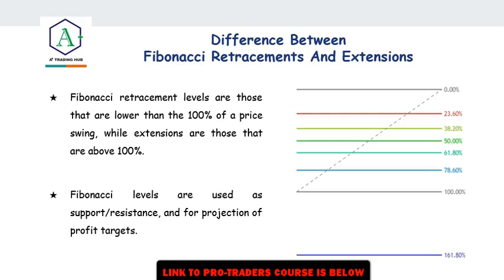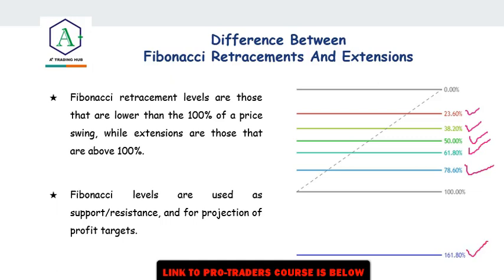So let's look at the difference between Fibonacci retracement and extension. Now, Fibonacci retracement levels are those that are lower than the 100% of a price swing, while extension are those that are above 100%. Fibonacci levels are used as support and resistance and for projection of profit target. You can use all these levels here as your support and resistance levels too.